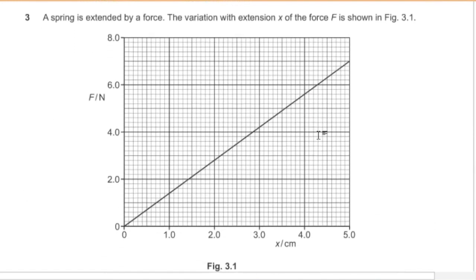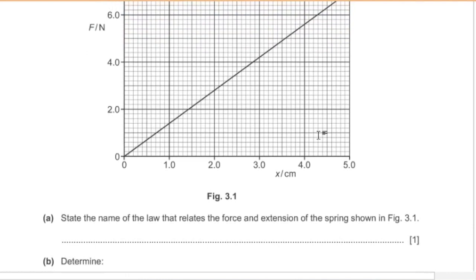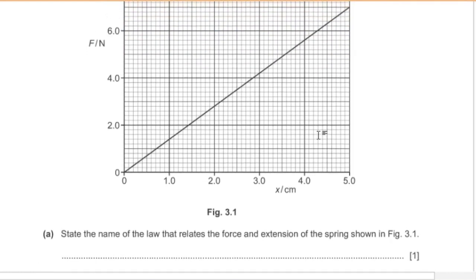Question number 3, a spring is extended by a force, the variation with extension x of the force F as shown in figure 3.1. Part A, state the name of the law that relates the force and extension of the spring shown in figure 3.1. So since the graph of force versus extension is a straight line through the origin, we can say that it's Hooke's law.